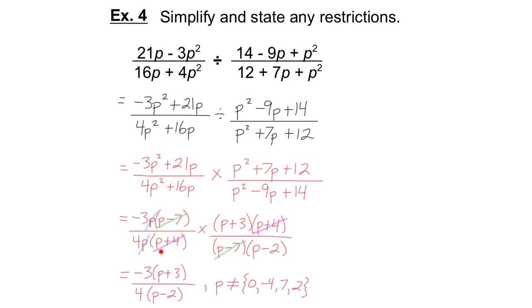In the fully factored form, I kept track of my restrictions. P can't be 0, it can't be negative 4, it can't be 7, and it can't be 2. So I listed my restrictions at the end.